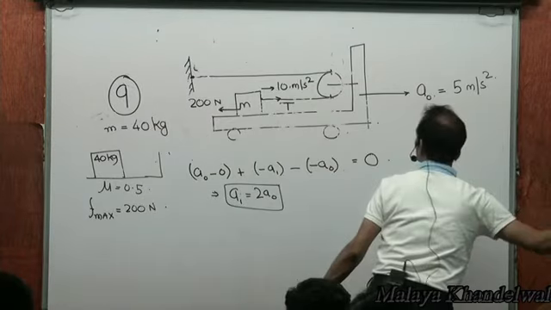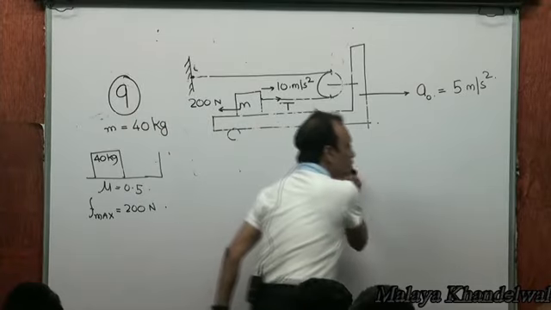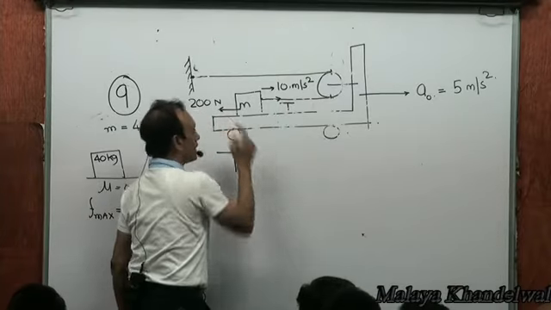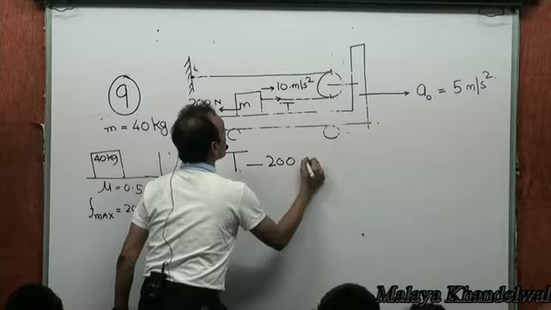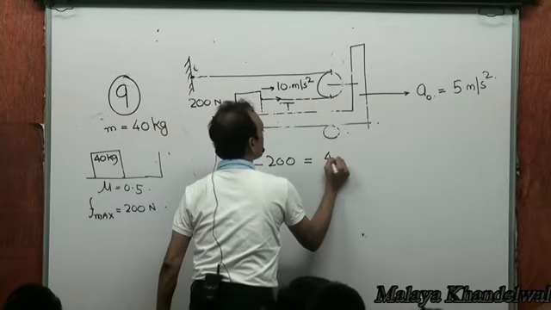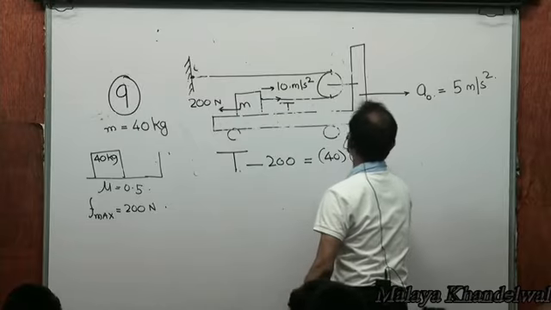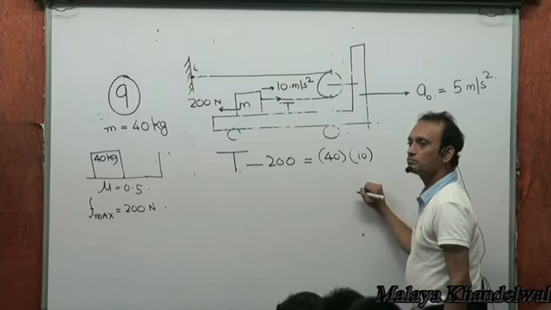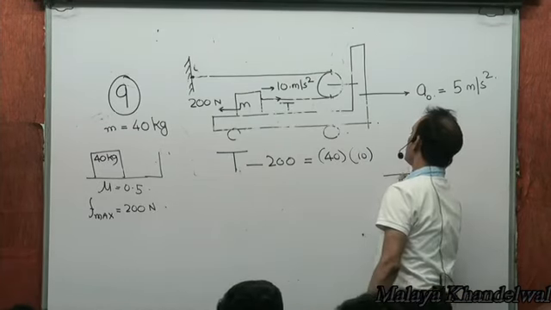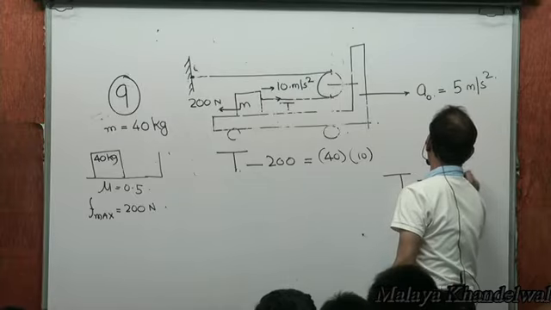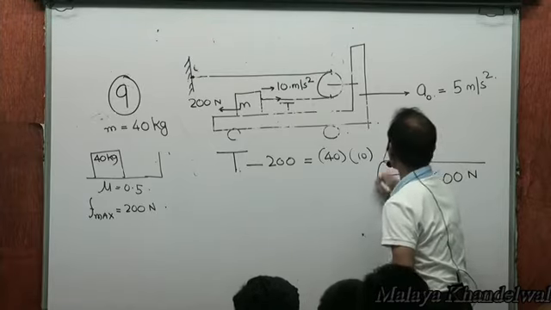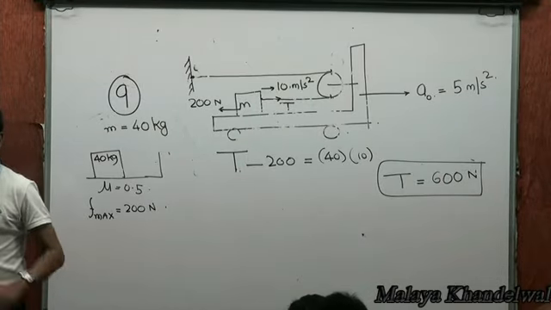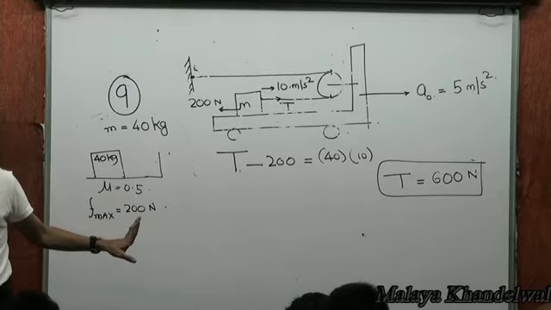Now, this gives us a very simple little thing to deal with. T minus 200 must be 40 into 10, mass into acceleration. Yes or no? T therefore is 600 newtons. Do you reconcile to this situation? Do you all understand everything that I have said here?